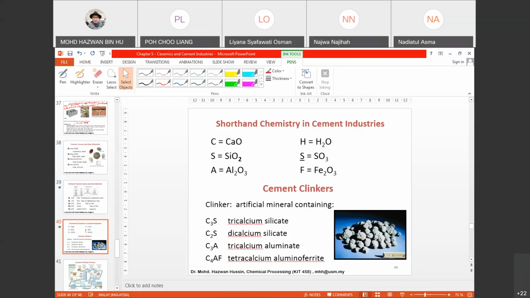Clinker is actually an artificial mineral that contains all these materials. So the composition or the mixture of all these materials will produce a so-called clinker. These clinkers will be a hardener that is normally added into the cement.